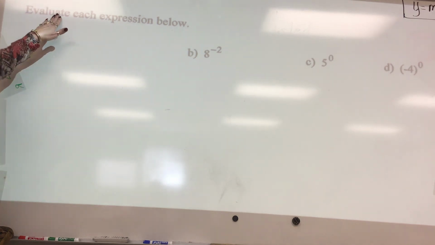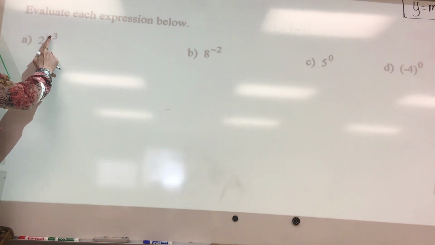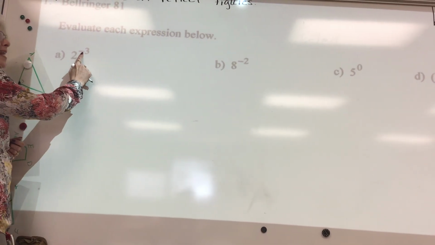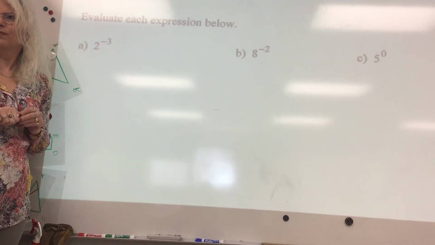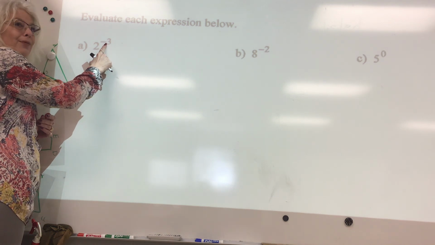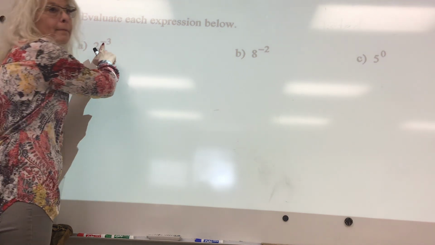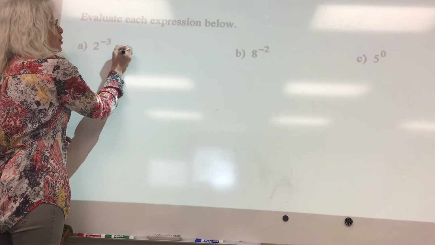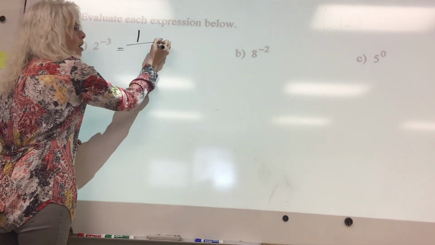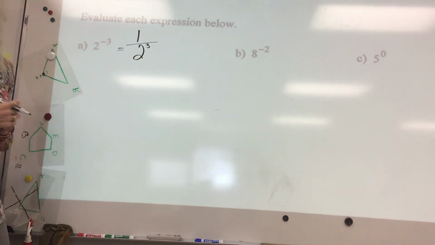So in order to evaluate this, since this negative exponent says I'm a what? Fraction. I've got to get rid of the negative first. Because this says take 2 as a factor negative 3 times. Which makes no sense. So I've got to get rid of that negative exponent, and the way I get rid of the negative exponent in order to evaluate, the negative says I'm a what? Fraction. So I'm going to do 1 over 2 to the third power.